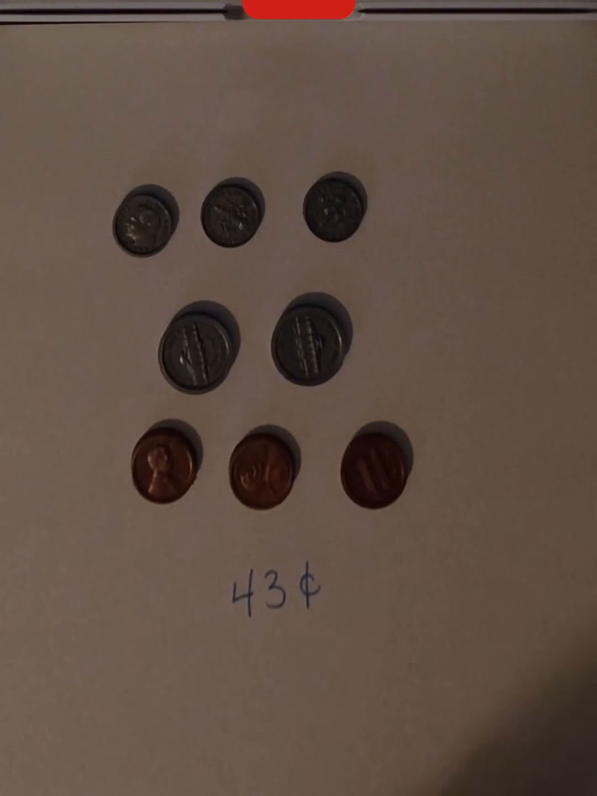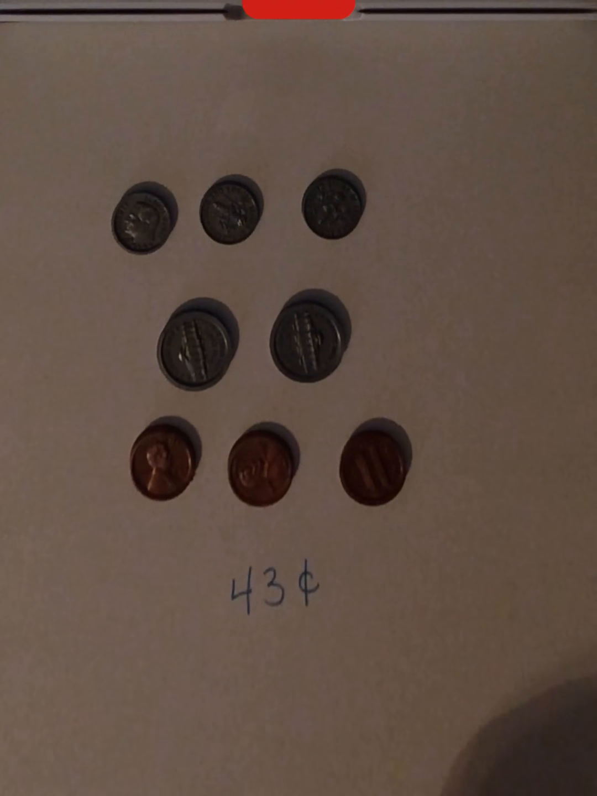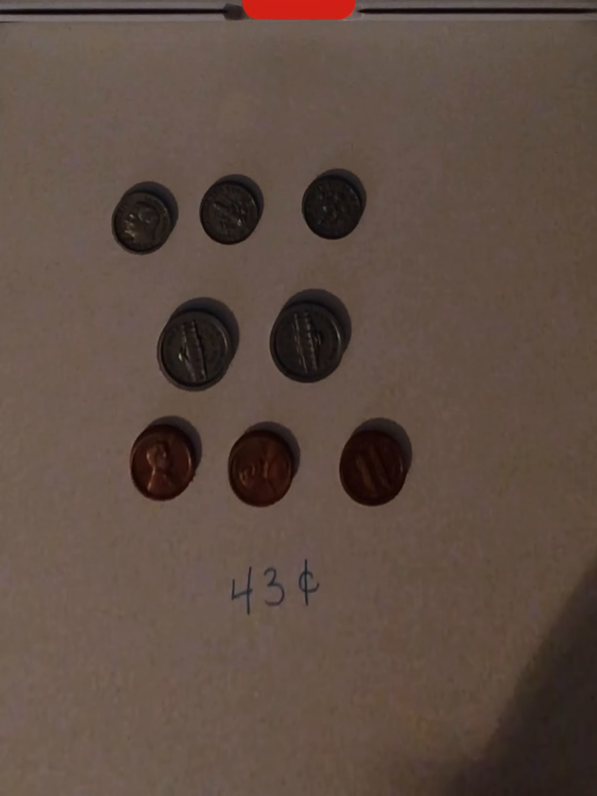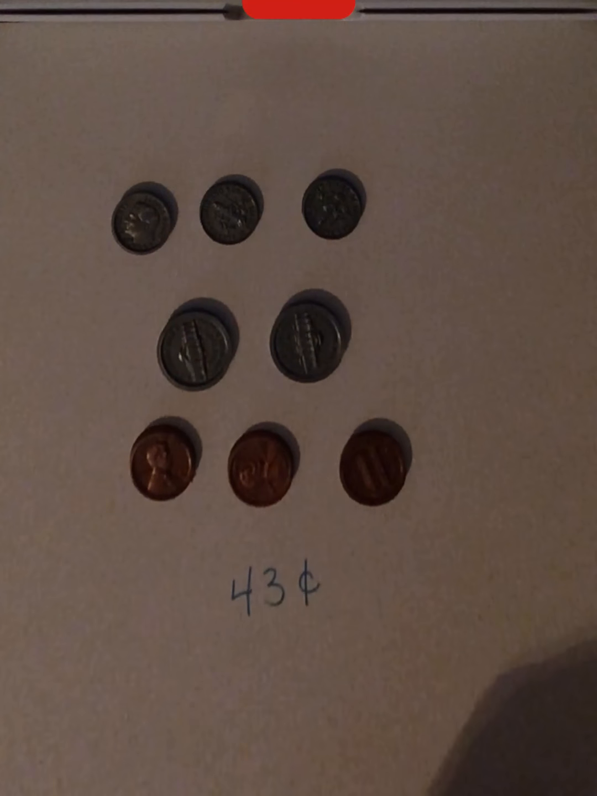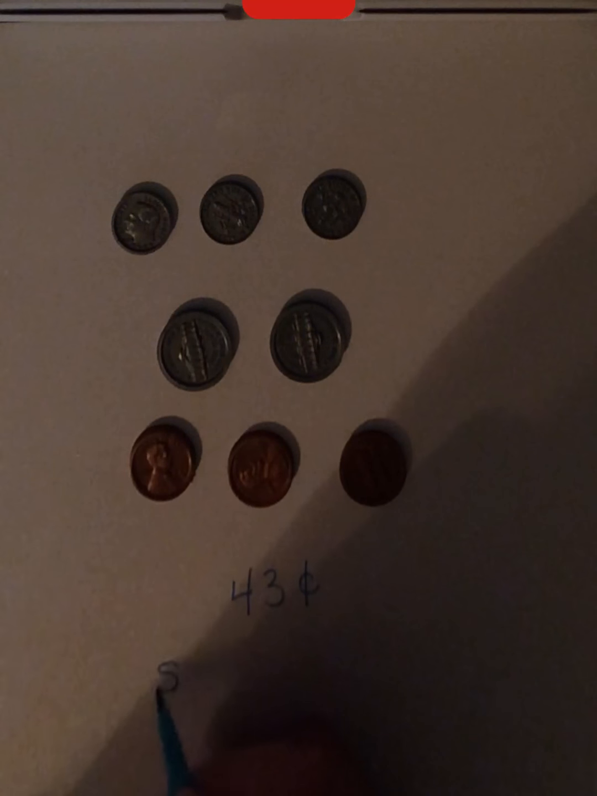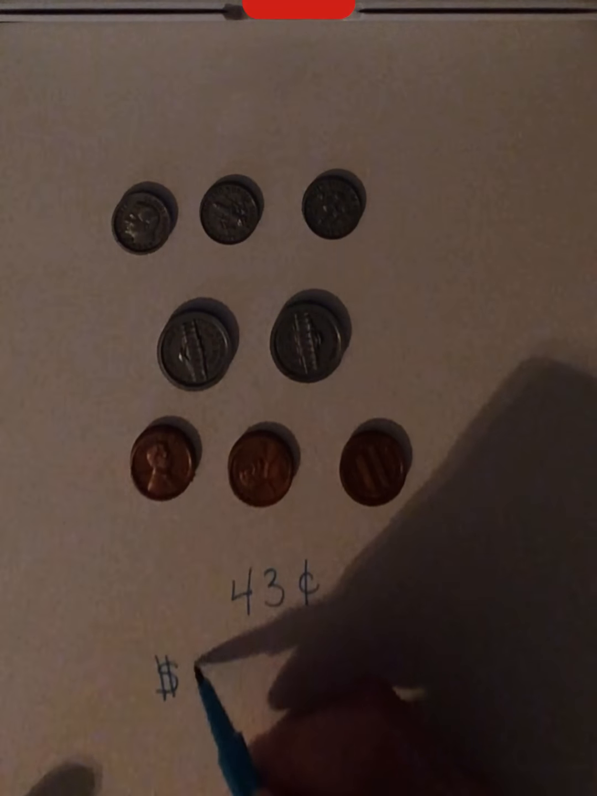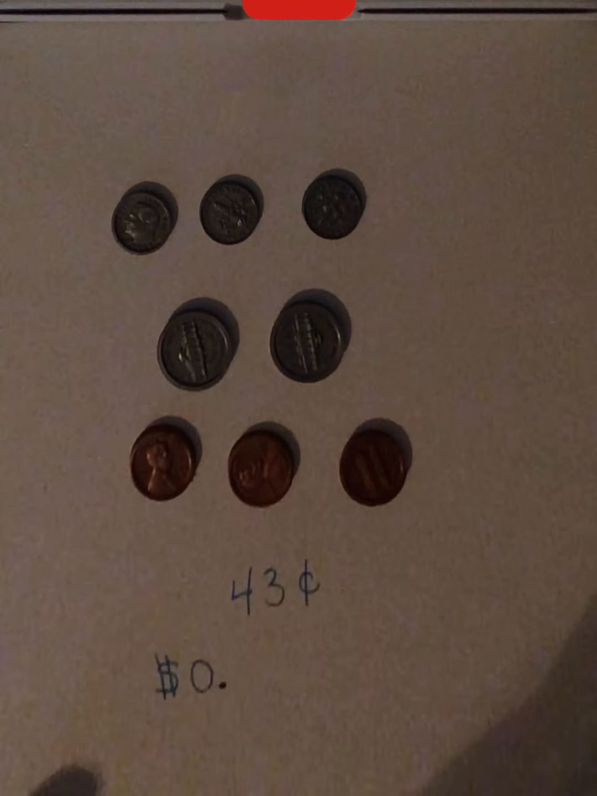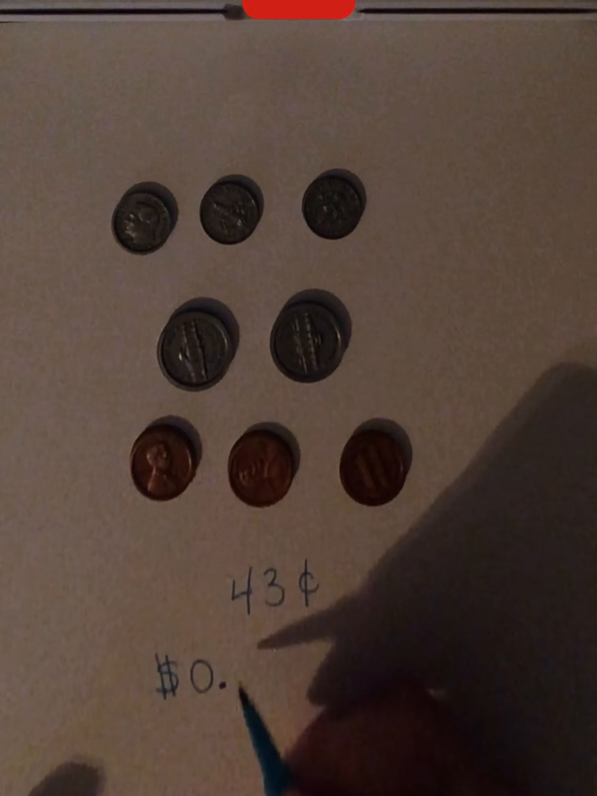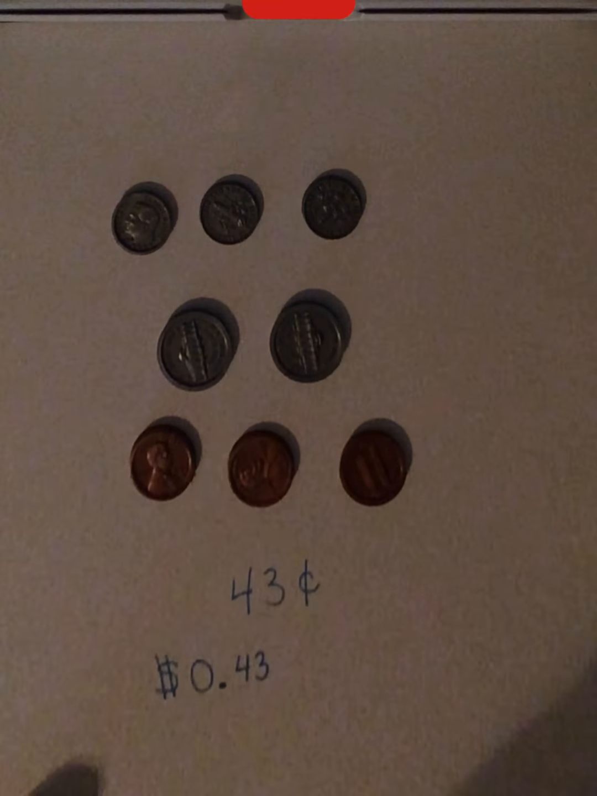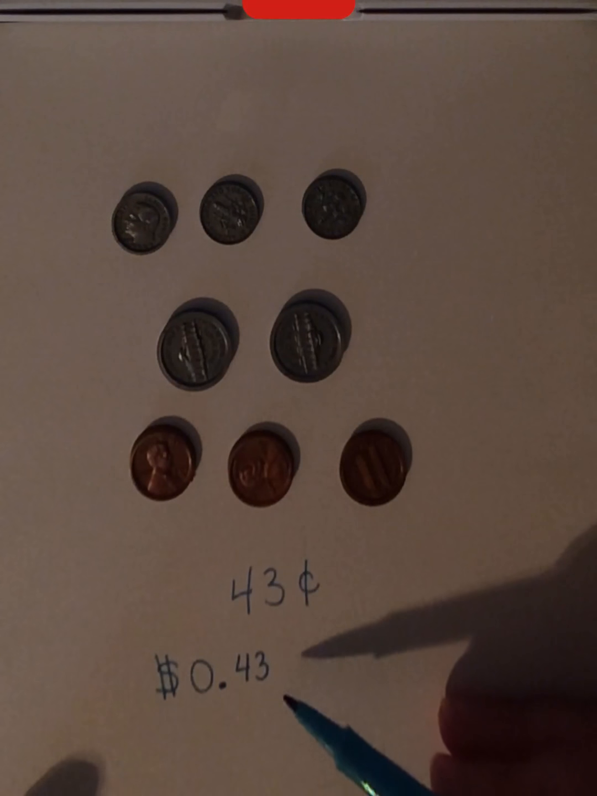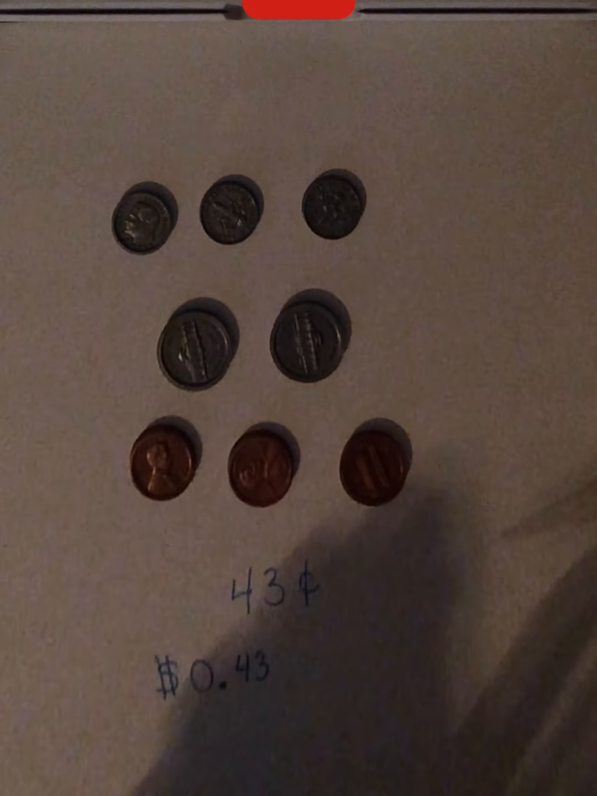Notice when I write my amount, I put a cent sign after the amount. A cent sign is like a C with a line through it. I do not use a dollar sign with a cent sign. However, I can also write it with a dollar sign. I would put my dollar sign out front. Then I would put a 0 because I have $0. Then remember our decimal separates our dollars and our cents. And then I would put my 43. You may write it using either a cent sign or a dollar sign, but we never use both signs together.